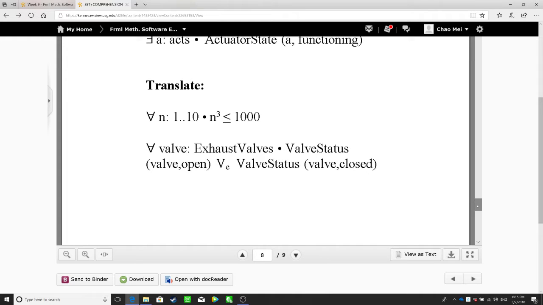Okay, translate the last two things for today. First, translate the first expression, the one with belongs to. Can we do this as quickly as we can? Yeah. First one: for all numbers n between 1 and 10, n cubed is less than or equal to 1,000. Yes, correct. So that's correct. And then the second one.